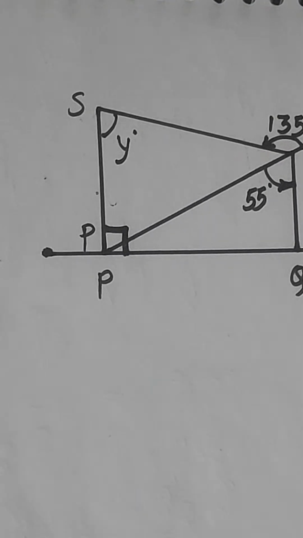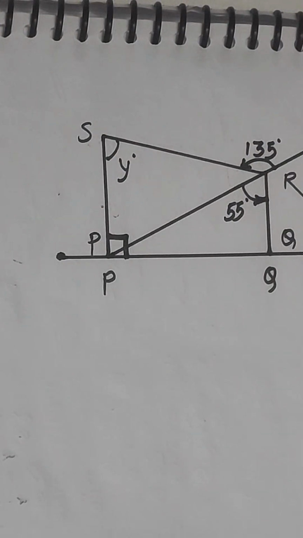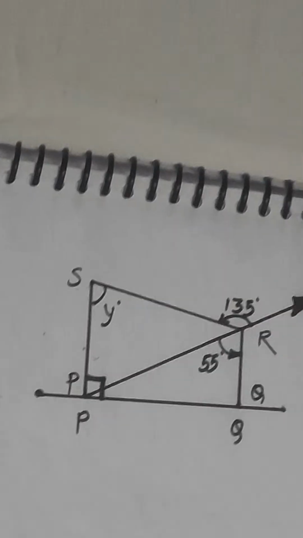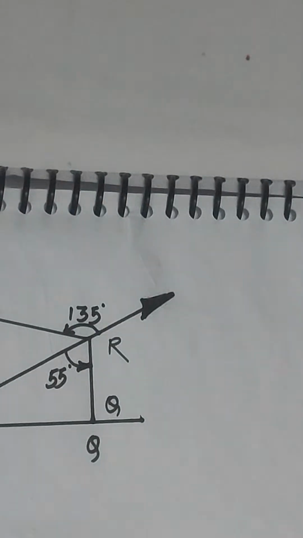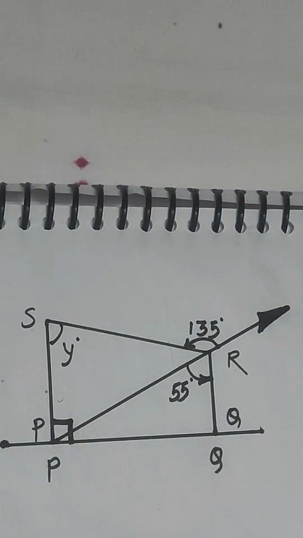This is a question from lines and angles where you can see. Let me set it like this. Yes, I think it's visible now. Is it?